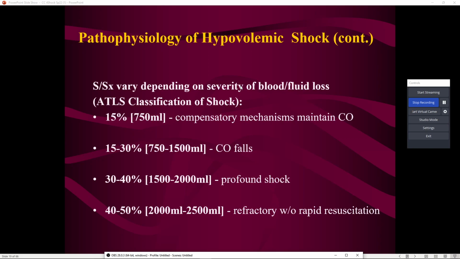Profound shock occurs once we're past that 30% mark. Then we step into the realm of 40 to 50%, refractory without rapid resuscitation. You'll end up in a state of irreversible shock with more than 40 to 50% blood loss. I literally don't have enough oxygen carrying capacity to continue aerobic metabolism, resulting in hypoxia, a lack of oxygen, and a buildup of lactic acid, and we have a major problem on our hands unless we directly intervene.